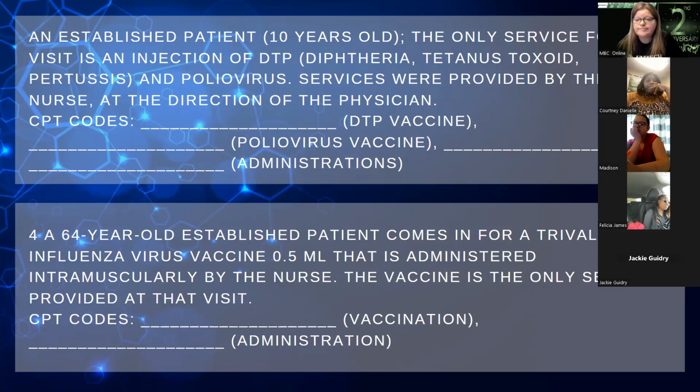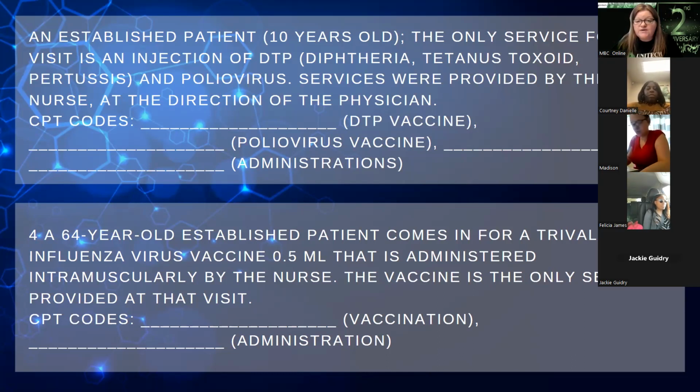Excellent question. All right, so let's go on to the last one we're going to look at, which was number 4 in the list. A 64-year-old established patient comes in for a trivalent influenza virus vaccine, 0.5 mils, that is administered intramuscularly by the nurse. The vaccine is the only service provided at that visit.